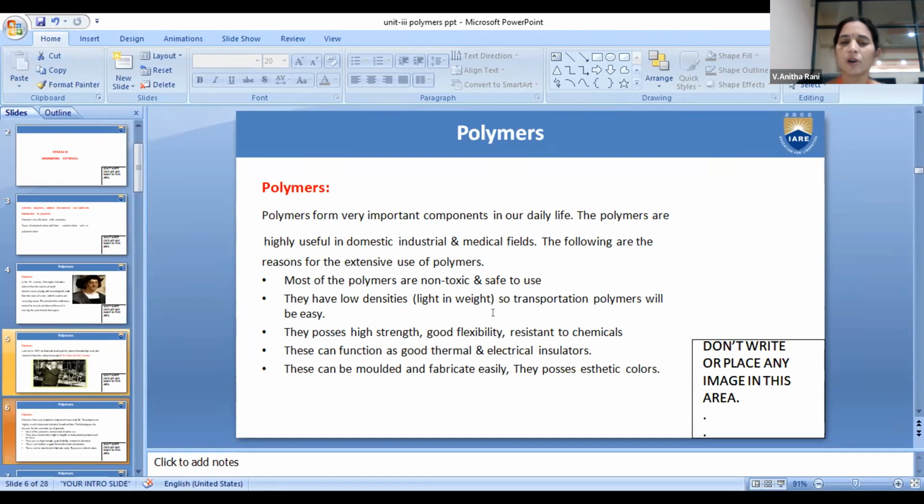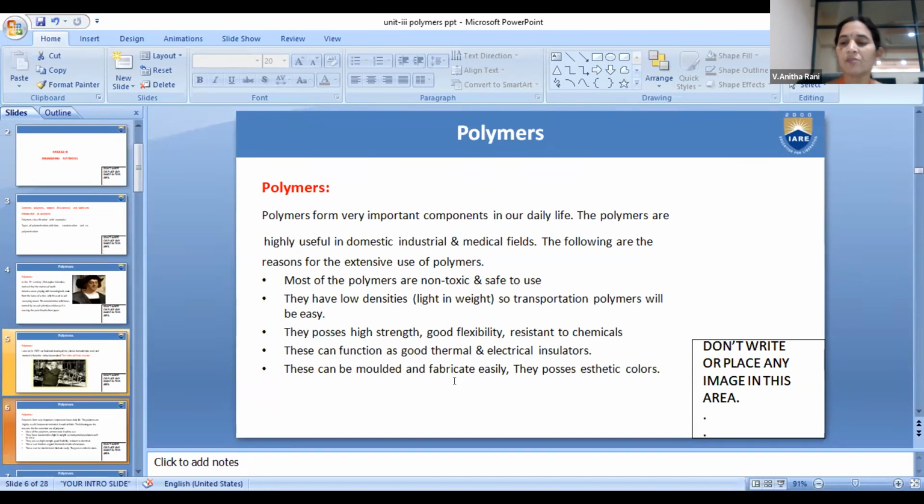So transportation of polymers will be very easy. They have very good strength, good flexibility, and are resistant to chemicals. Polymers can function as good thermal and electrical insulators. They have very good thermal insulating properties and electrical insulating properties. So we use polymers because of this also.